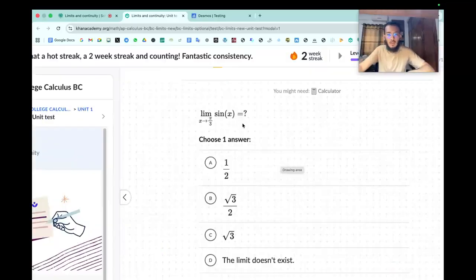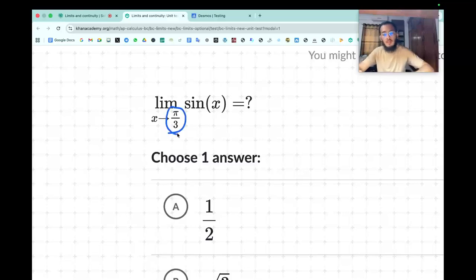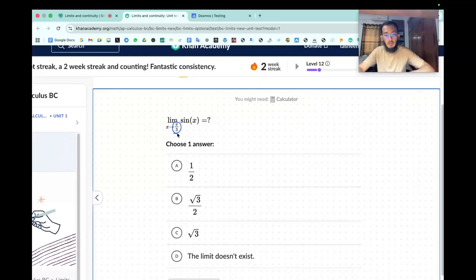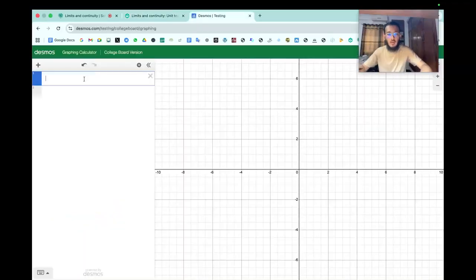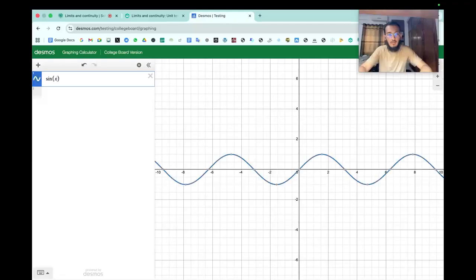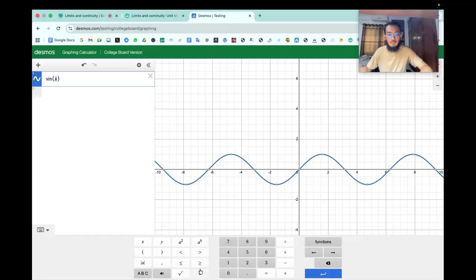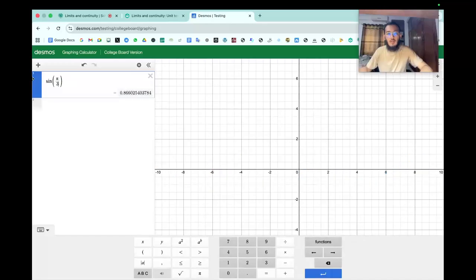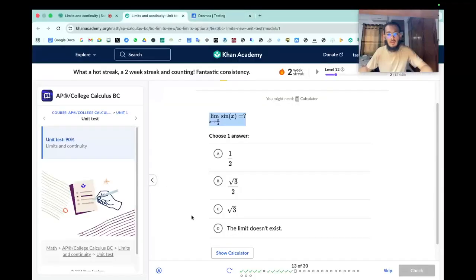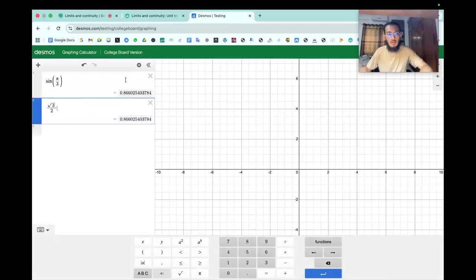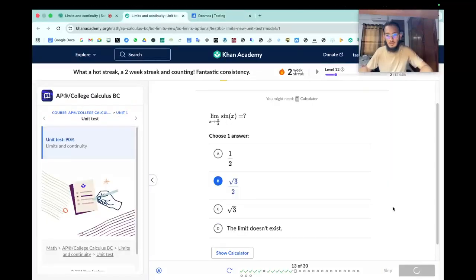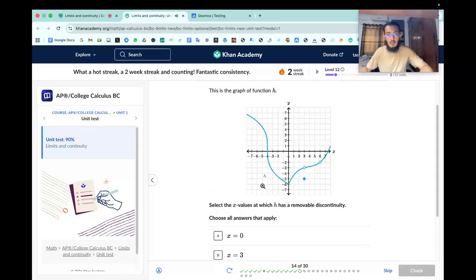What is the limit of sine x as x tends to pi by 3? So x tends to pi by 3 for sine x. We want to find the limit as x tends to pi by 3. It's something in this range, 0.866. And what do we get for this value? It's the same thing, as you can see. So B is our answer.